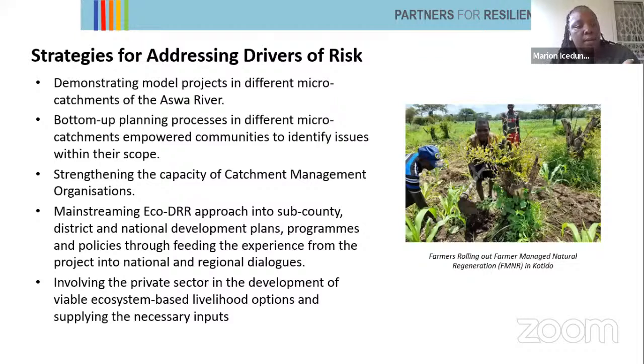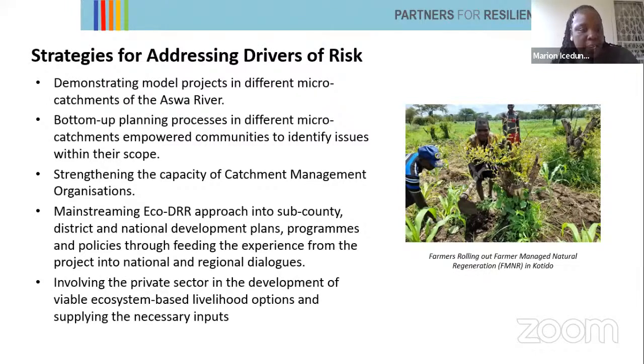This was compounded with bottom-up planning processes, engaging the local stakeholders at micro-catchment level to identify these issues and also identify local solutions that they can use to address some of these issues. In addition to that, we also ensured we built the capacity of the coordination structures, the catchment management organizations, from the grassroots, the subnational and national, ensuring that there is coordination among the structures in terms of addressing the risks that we spoke about in the previous slides.